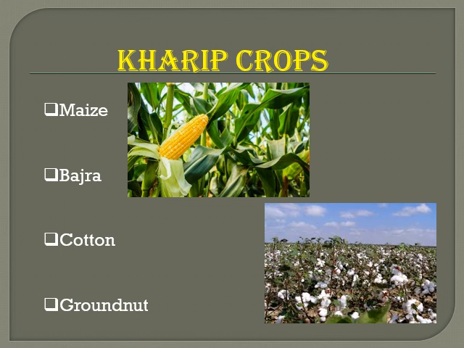Students, you are seeing the pictures of maize and cotton. Students, these are mainly Kharif crops. Yes students, in our area we are observing these crops: maize, bajra, cotton and groundnut. Students, Kharif crops are grown in Assam, West Bengal, the coastal region of Odisha, Andhra Pradesh, Maharashtra, Tamil Nadu, Kerala, and so on.